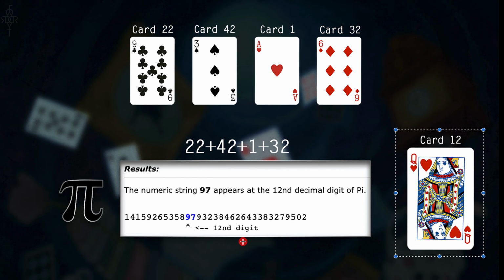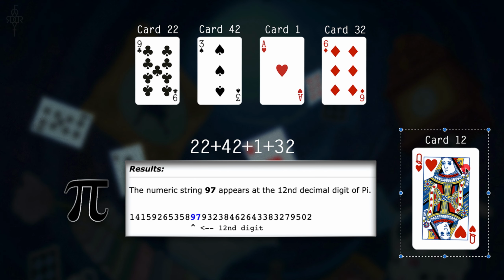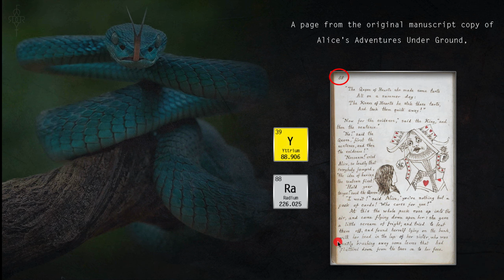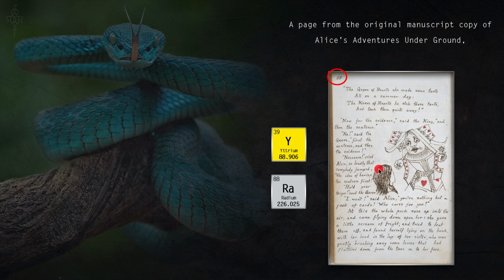And then, of course, the 13th card is the King of Hearts. It's the King and Queen on the chessboard. It's the King and Queen of Fire, the element fire. Here is an original manuscript of Alice's Adventures Underground. Look at what page number it's on. Page number 88. 88, folks, tied to these 2 elements right here.